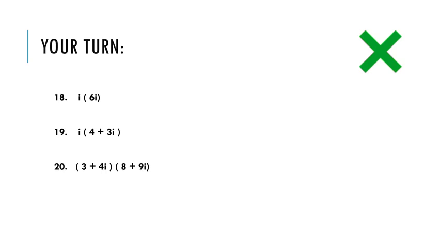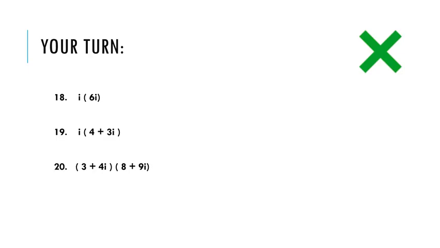Okay, this one's going to be a little bit longer. 3 times 8, 3 times 9i, plus 4i times 8, and 4i times 9i. Okay, so we're going to get 24 plus 27i plus 32i plus 36i squared.